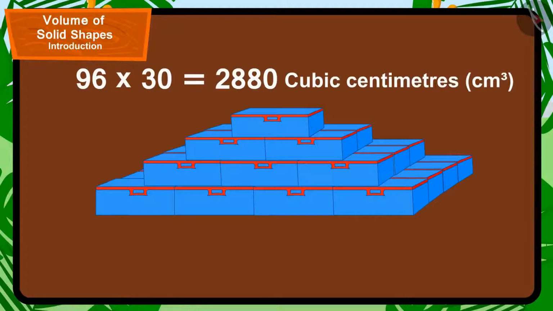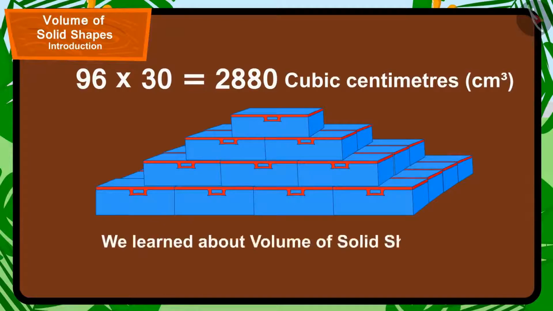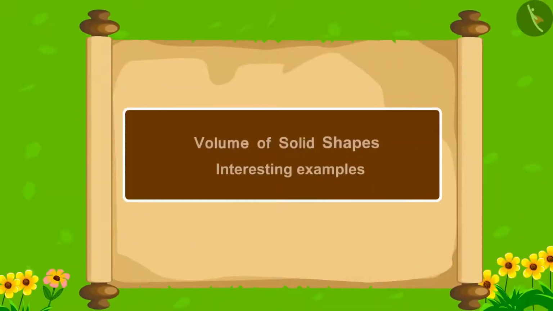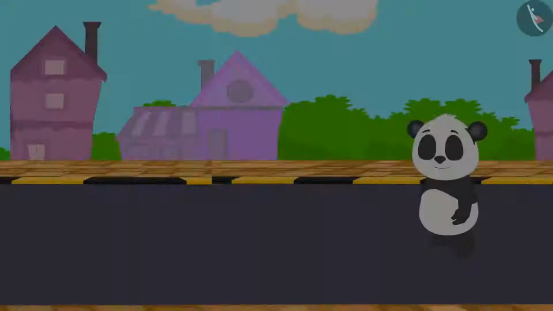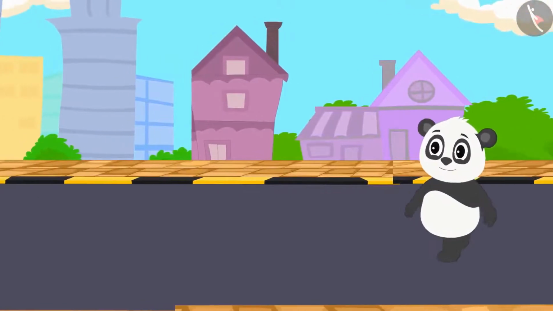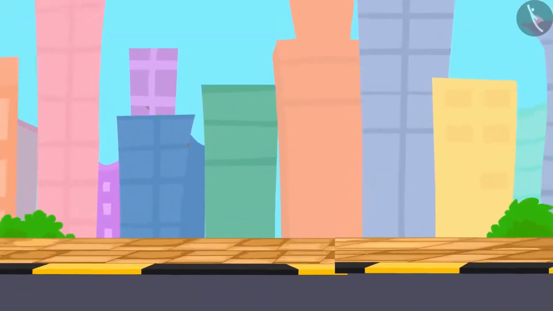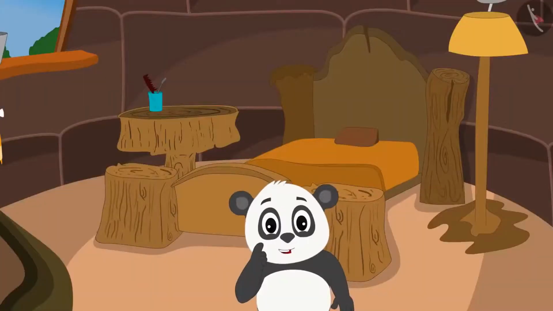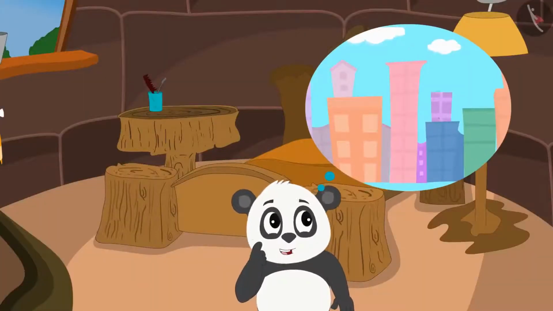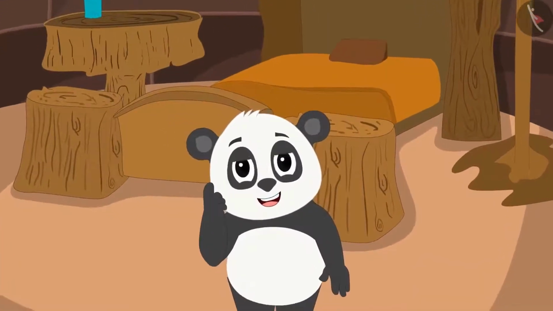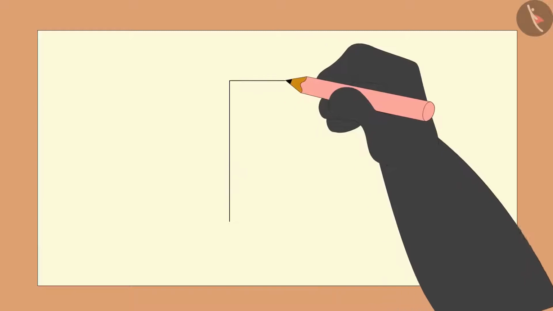In the previous video, we learned about volume of solid shapes. In this video, we will learn more about it by some interesting examples. When Golu went to the city, he saw very tall buildings there. Why don't I build such a tall building in Champapur? Golu thought about it and started designing the building.